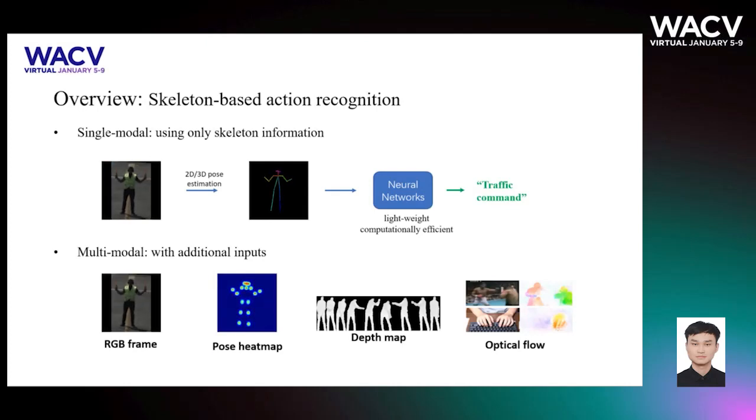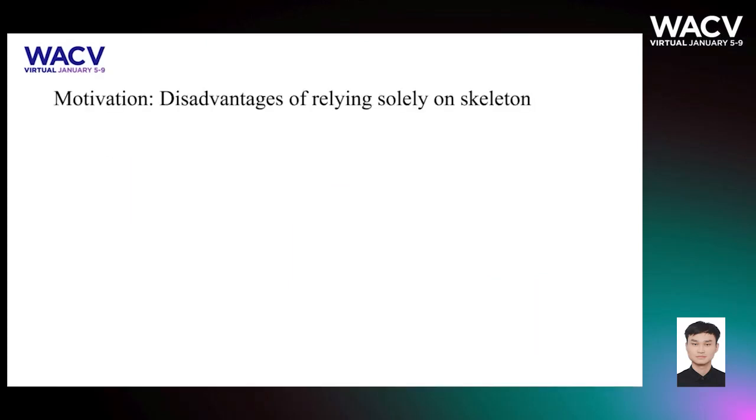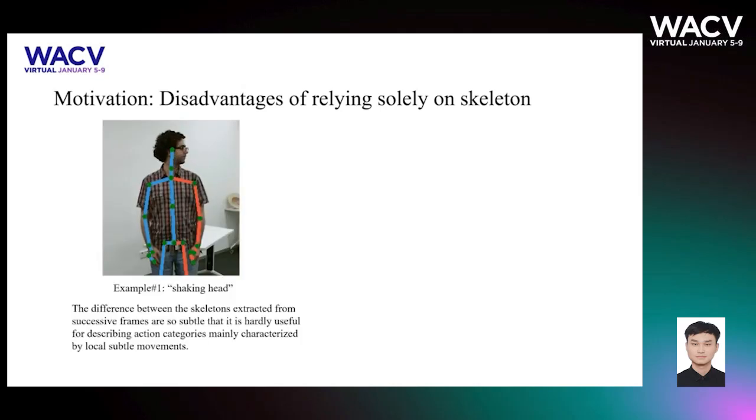According to the input information, we roughly divide skeleton-based action recognition into two categories, single modal methods and multiple modal methods. Here is the motivation of our method. There are two obvious disadvantages in recognizing human action relying solely on skeleton sequences. Firstly, for action categories, many categorized by local subtle movement, the difference between the skeleton extracted from successive frames is so subtle that it is hardly useful for describing such actions.